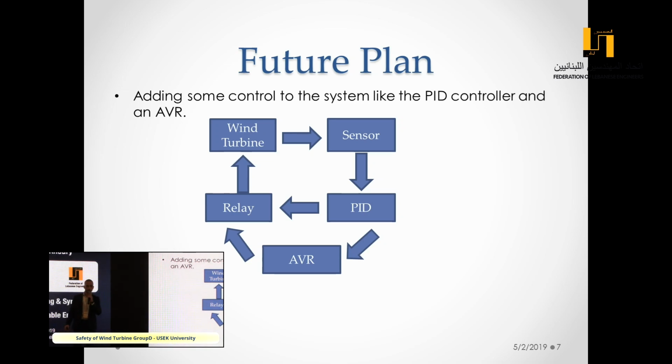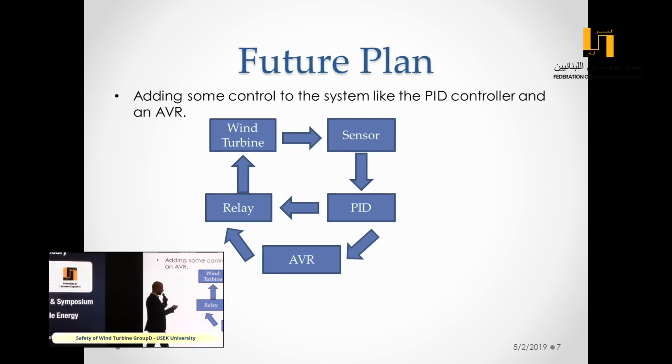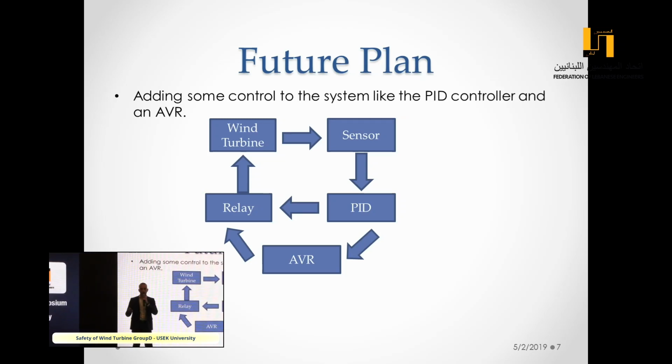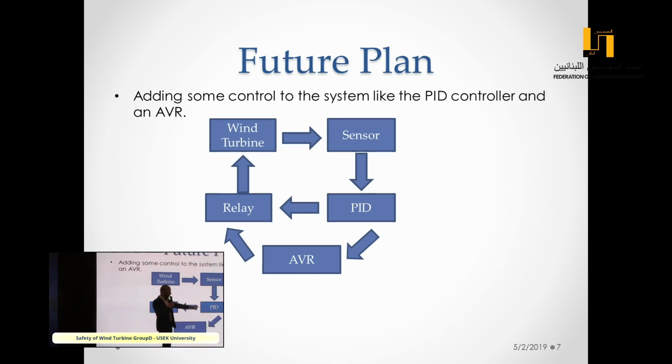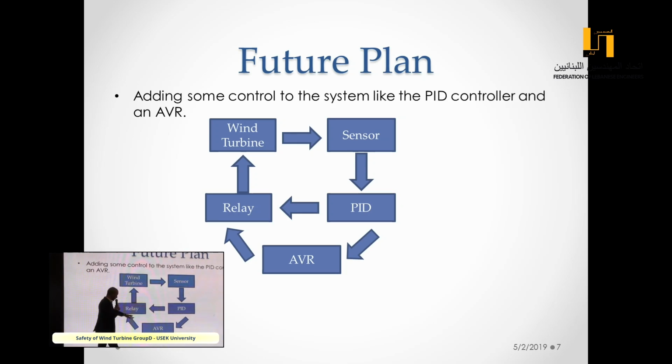My future plan for this product is, of course, to use a PID controller to control the current that I need, an IVR and a relay. The sensor will send the speed to the PID controller. The PID controller will talk to the IVR, and the IVR will send us the current that we need to the coil.